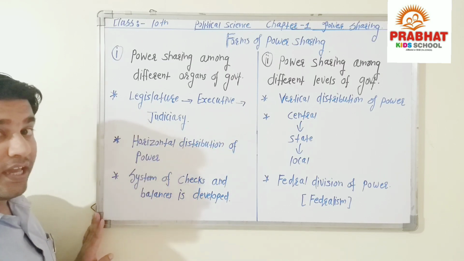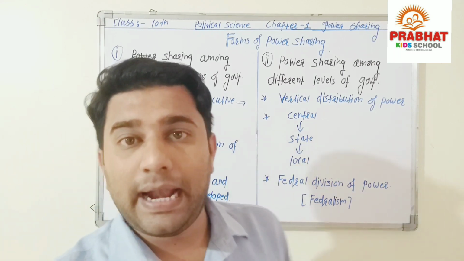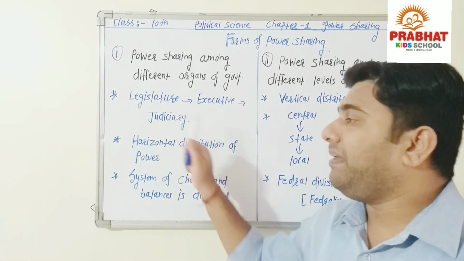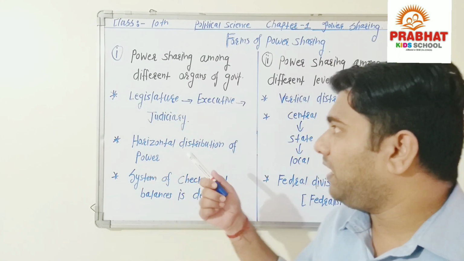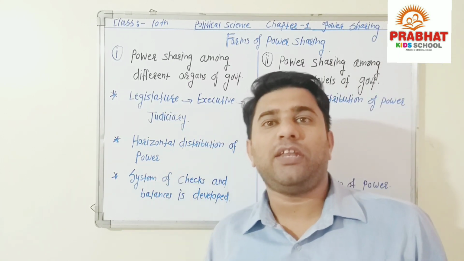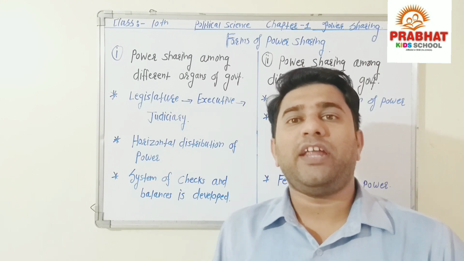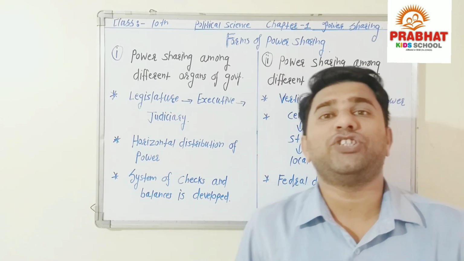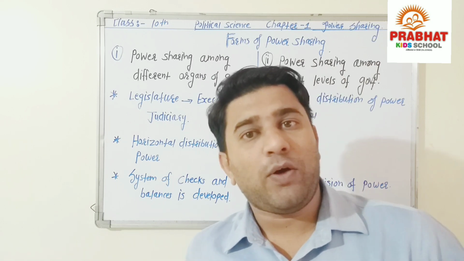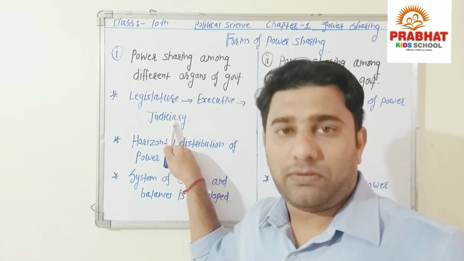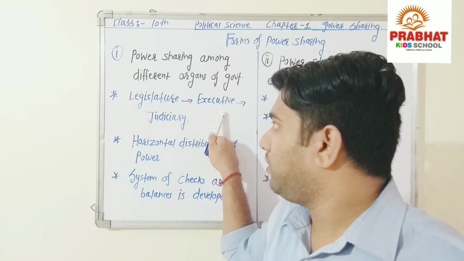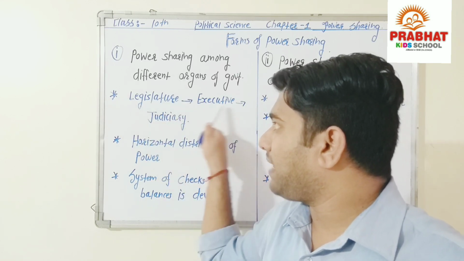Now, how is the system of checks and balances developed? You all know that the judiciary has the right to ask questions to the legislature and the executive as well. In case any person from the executive, right from the minister or any officer or official, commits any kind of crime or does anything wrong, in that case the judiciary has the right to ask questions to those who come under this category.